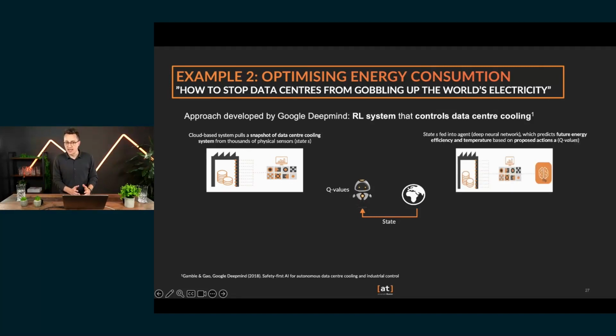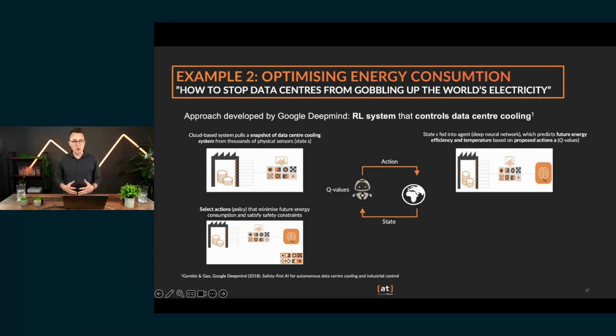Next step is to take our state and feed it into the agent, which in this particular case is a combination of different deep neural networks. And this would then make predictions about the future energy efficiency and temperature based on different proposed actions. So those will be building up the Q-value representation that you've seen in Brijesh's talk. And finally, based on these Q-values, our agent would select different actions based on a learned policy, which tries to achieve 2 things. First, it tries to minimize future energy consumption, while at the same time satisfy specific safety constraints. So it's really, really important that your data centers don't run low on energy and have fallouts.